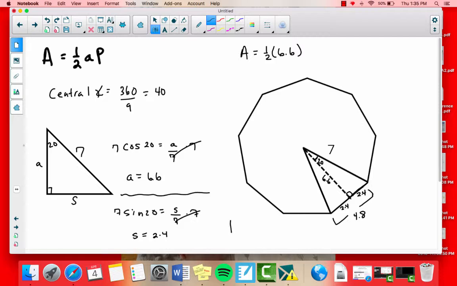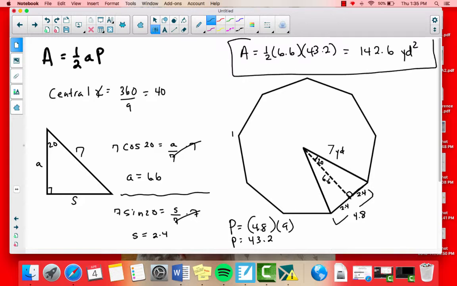And now we can go ahead and find the perimeter by taking 4.8 times the number of sides, which is 9. And now that's going to get us that our perimeter is 43.2. And that's what can get plugged back into our formula, 43.2. And when we calculate that all out, we get that the final total area of this whole regular polygon is going to be 142.6. And if there are no units like this, go ahead and write units squared. But let's say in this case it was yards, so then we would say yards squared. And there's our final answer.